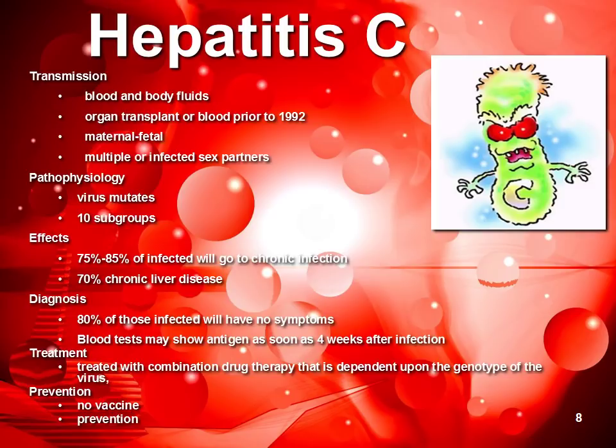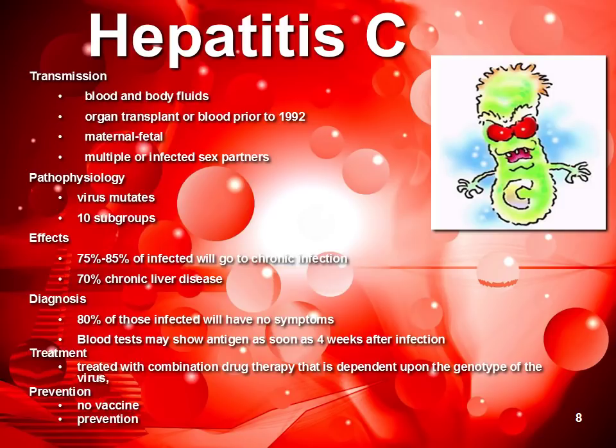Pathophysiology. The problem with Hep C is that the virus mutates rapidly, and at any given time there are many active variations of the disease. A person can even be infected with more than one variation at a time, and each variation may respond differently to treatment. We have identified more than 10 subgroups of Hep C.